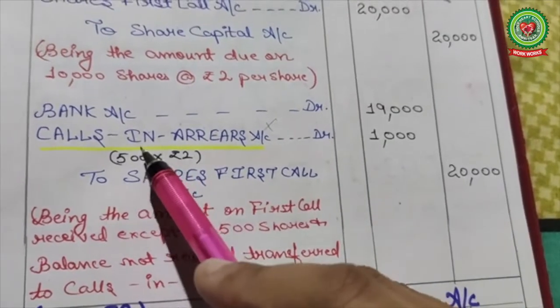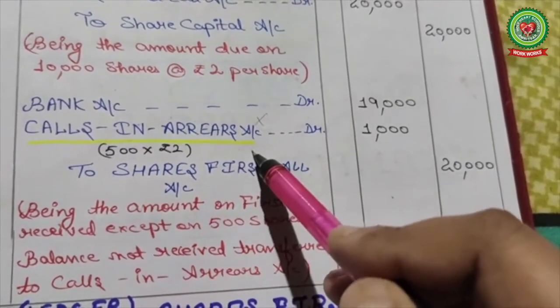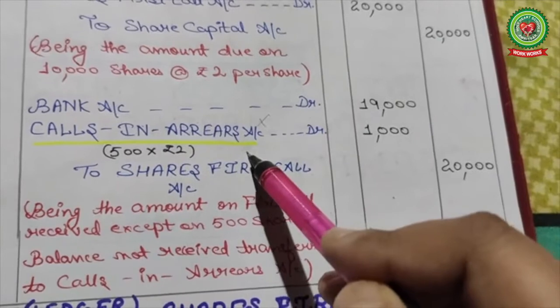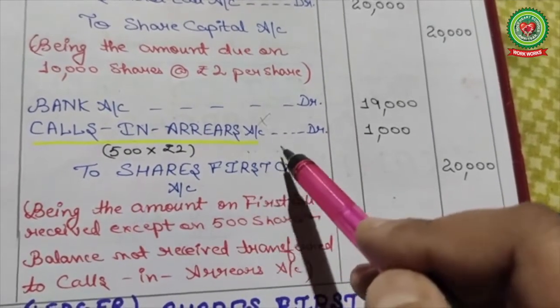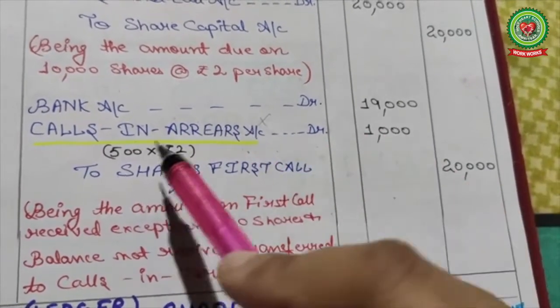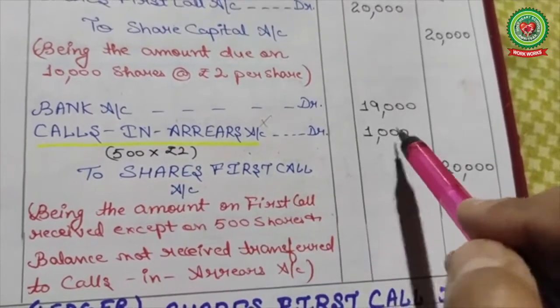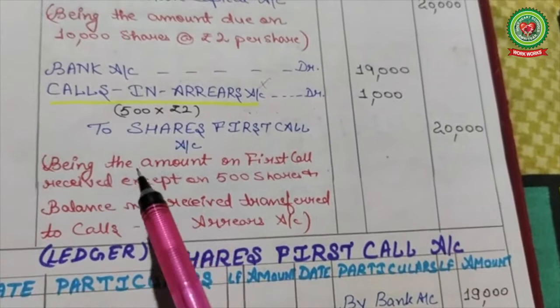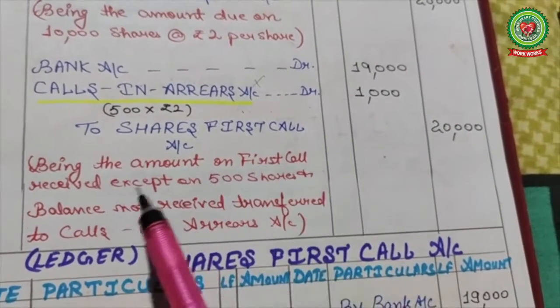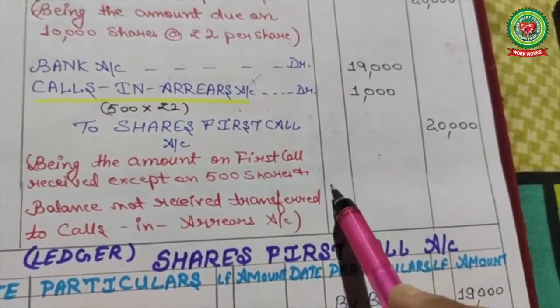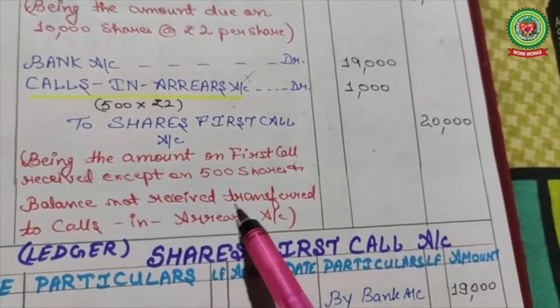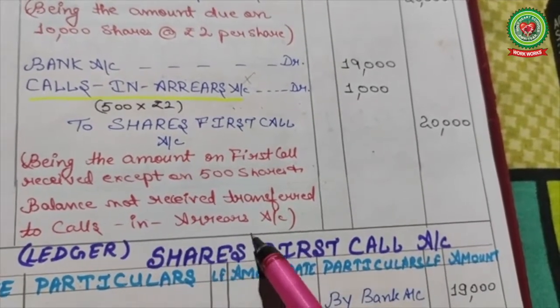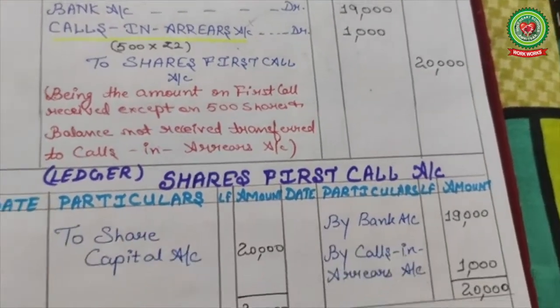So bank account, calls in arrears account. Why is calls in arrears account debited? Debit all expenses and losses. That's why here the calls in arrears account is debited with the amount 500 multiplied by 2, that is 1,000, and bank 19,000, total 20,000. Being amount on first call received except on 500 shares and the balance not received transferred to calls in arrears account. So here we maintain two accounts separately.